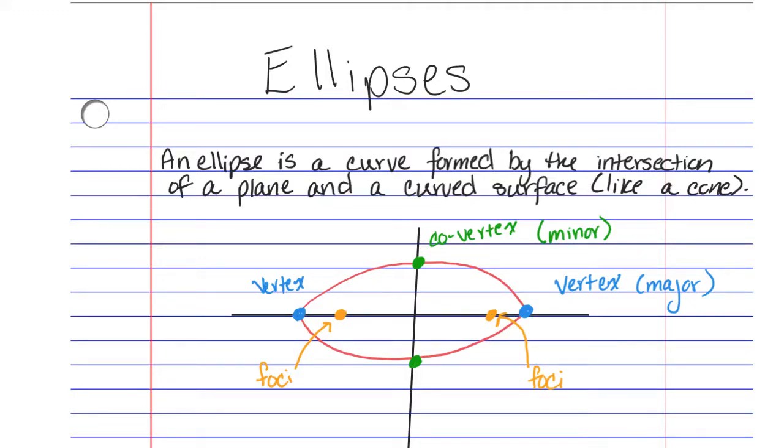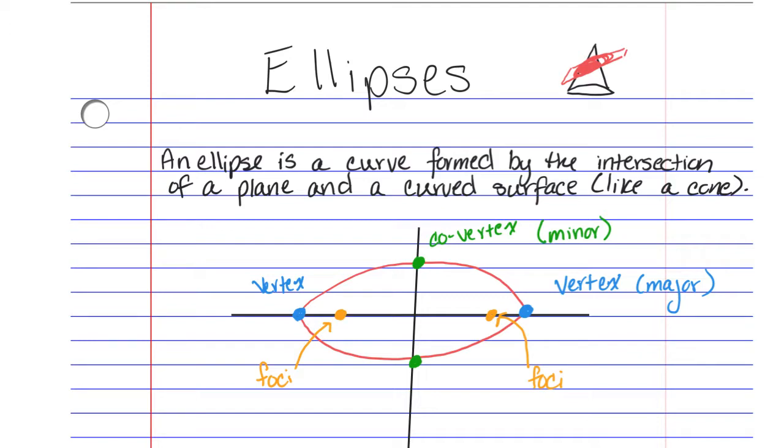Today, let's take a look at ellipses. An ellipse is a curve formed by the intersection of a plane and a curved surface like a cone. For example, it may be like taking a cone and intersecting a plane. That intersection creates what is known as an ellipse.